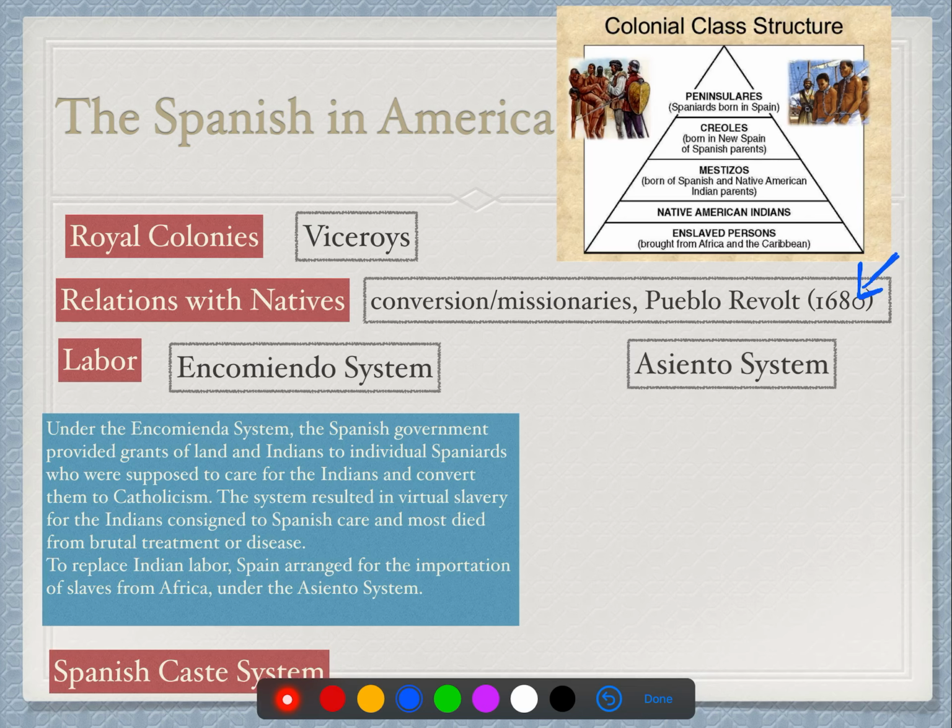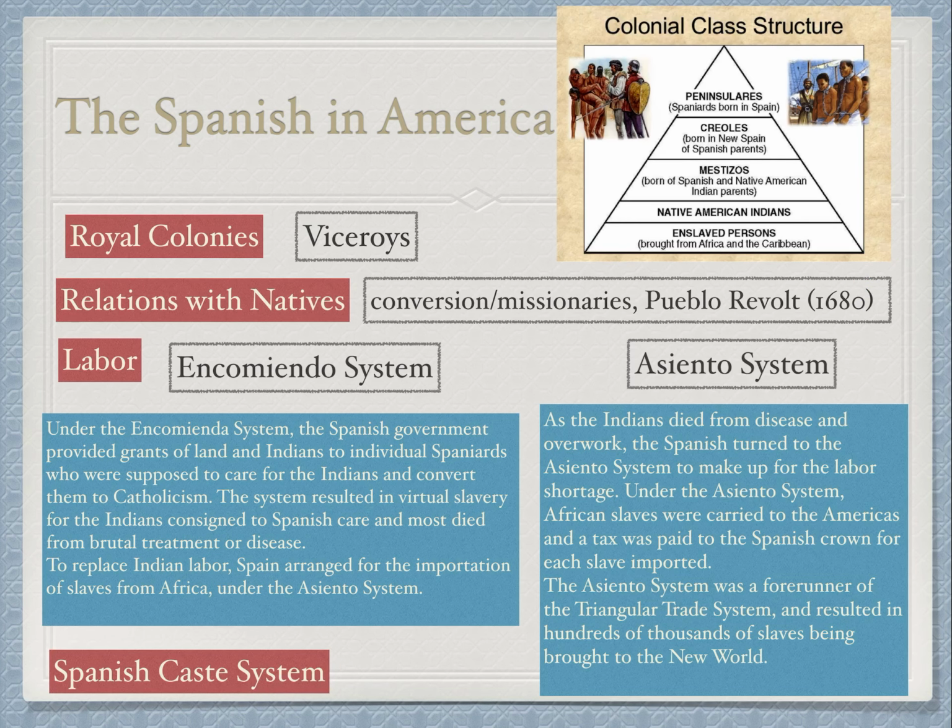As it says at the bottom, to replace Indian labor, because they were dying, Spain arranged for the importation of slaves from Africa, which brings us to this asiento system. Again, my pronunciation is not the best. As the Indians died from disease and overwork, the Spanish turned to the asiento system to make up for the labor shortage. Under this system, African slaves were carried to the Americas, and a tax was paid to the Spanish crown for each slave imported. The system is a forerunner of the triangular trade system.